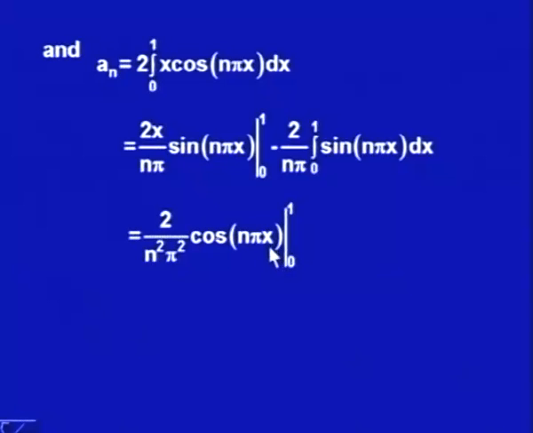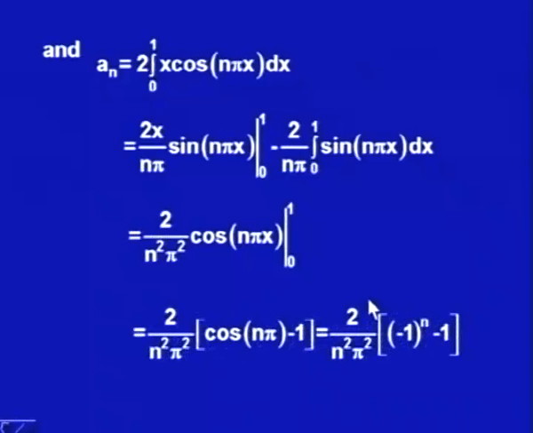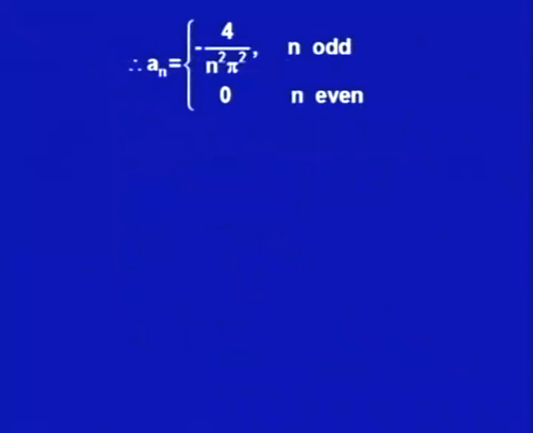At x equal to 1 it will be cos n pi, at x equal to 0 it will be cos 0. So what we would be getting is 2 upon n square pi square, cos n pi minus 1. The value of cos n pi is minus 1 to the power n. So we are getting 2 upon n square pi square, minus 1 to the power n minus 1. It says a n would be, for odd n, minus 4 upon n square pi square, and for even n it would be 0.